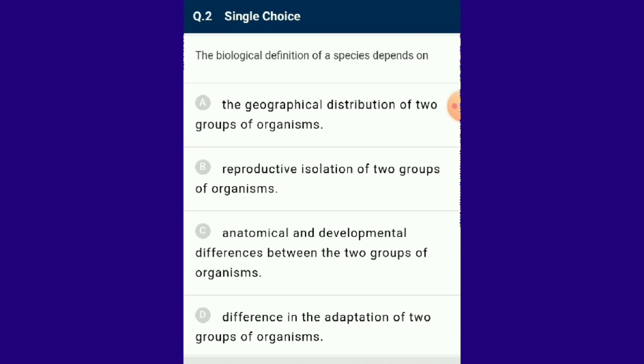In biological classification, species is one of the basic taxonomic ranks that can be represented as the unit of biodiversity. So the answer for this question is option B, reproductive isolation of two groups of organisms. The biological definition of a species depends on the reproductive isolation of two groups of organisms.